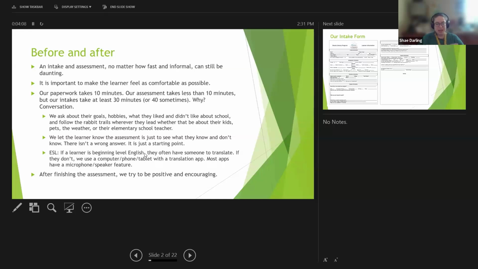We use a lot of translation apps. I speak a little bit of Spanish. I speak a little bit of Korean, but that's about it. So we mostly use our phones and tablets if they don't have the English skills.